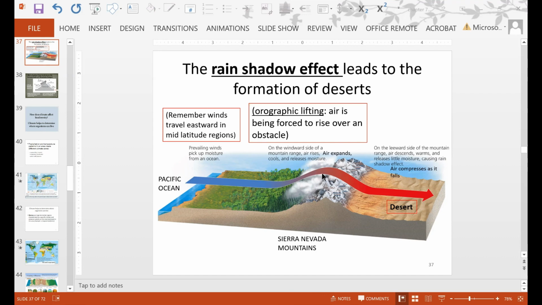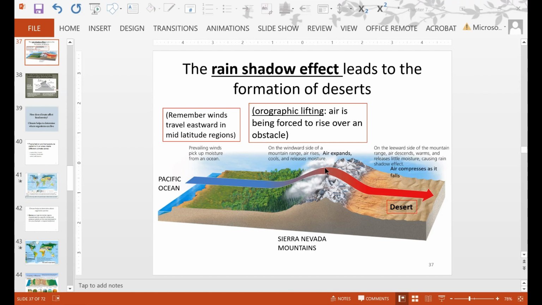So going up the Sierra Nevada mountains, the air is forced up and air is going to expand. The molecules get further apart because we learned earlier that when air rises, it expands. And that expansion causes the air to cool. And then the moisture in the air is going to condense. And then you're going to have rain. And you know it has moisture in it because it came off of the Pacific Ocean. So it's carrying moisture from the ocean. So you're going to rain a lot on what's called the windward side of the Sierra Nevada mountains.